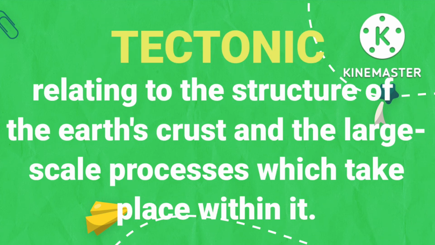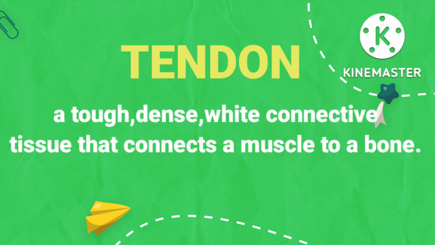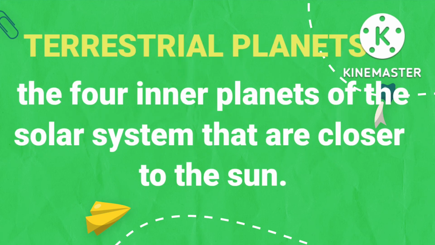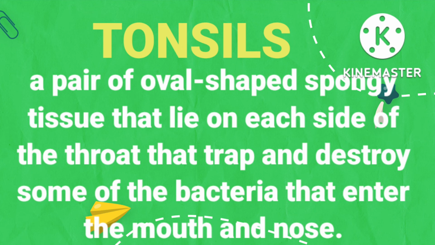Tectonic. Relating to the structure of the Earth's crust and the large-scale processes which take place within it. Tendon. A tough, dense, white connective tissue that connects a muscle to a bone. Terrestrial planets. The four inner planets of the solar system that are closer to the Sun. Tonsils. A pair of oval-shaped spongy tissue that lie on each side of the throat that trap and destroy some of the bacteria that enter the mouth and nose.